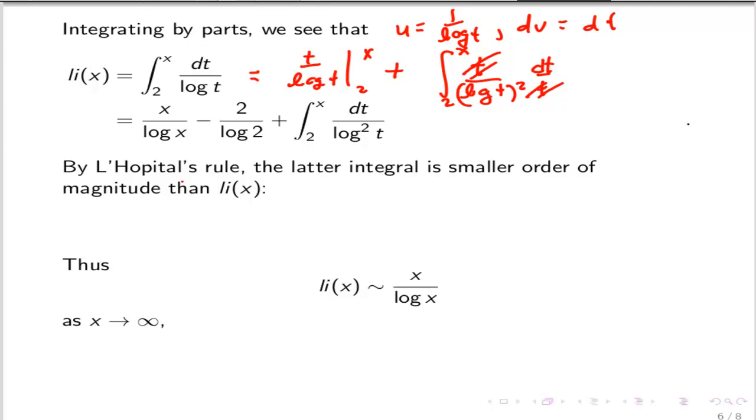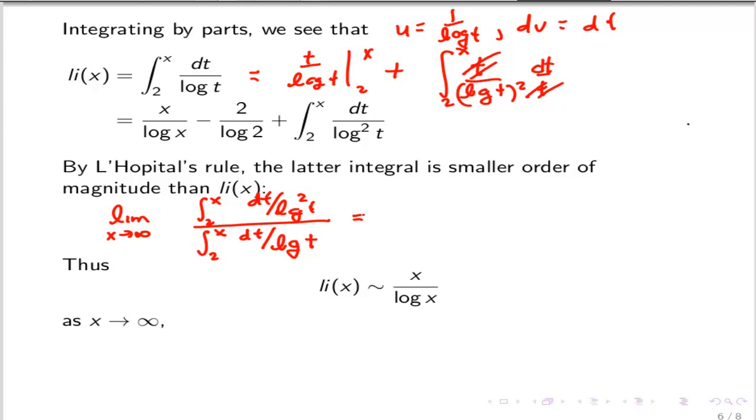And by L'Hopital's rule, you can verify that the latter integral is of smaller order of magnitude than the logarithmic integral. So if you look at the limit as x goes to infinity of the logarithmic integral, that's the integral from 2 to x of dt over log t. And this is, well, no, let's show it's smaller. Let's put this quantity up on top and the logarithmic integral down below, like that.